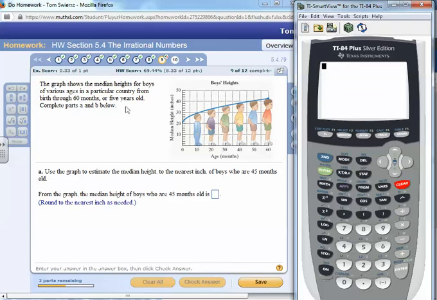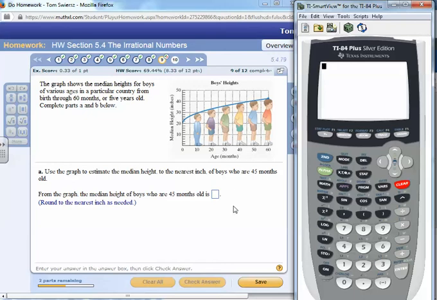Okay, the graph shows the median height for boys of various ages in a particular country. This is problem number 9, from birth through 60 months or 5 years old. Compute parts A and B below. Use the graph to estimate the median height to the nearest inch of boys who are 45 months old. So 45 months is halfway between 40 and 50, right? So it's that line right there.